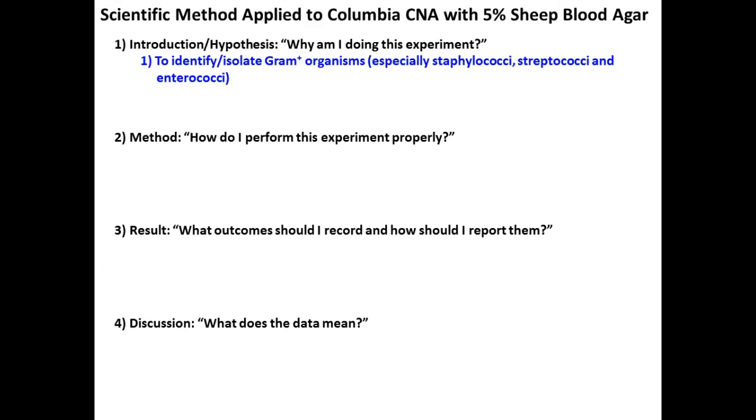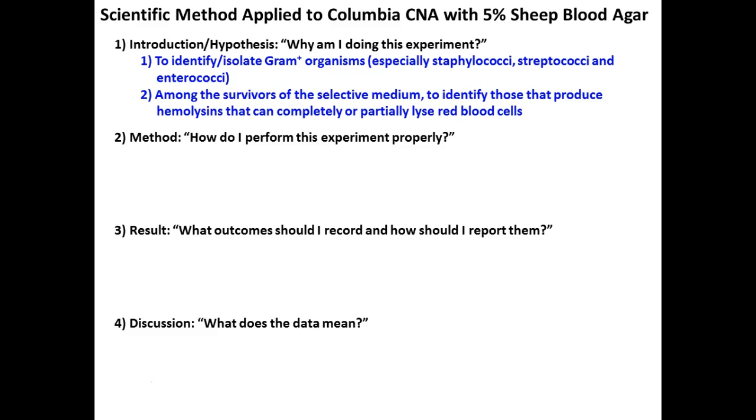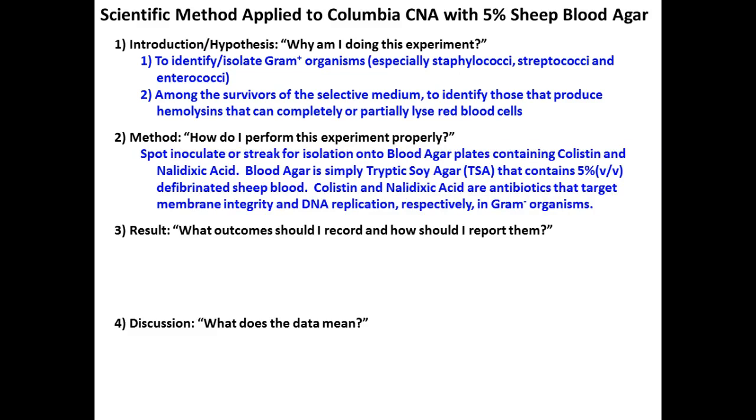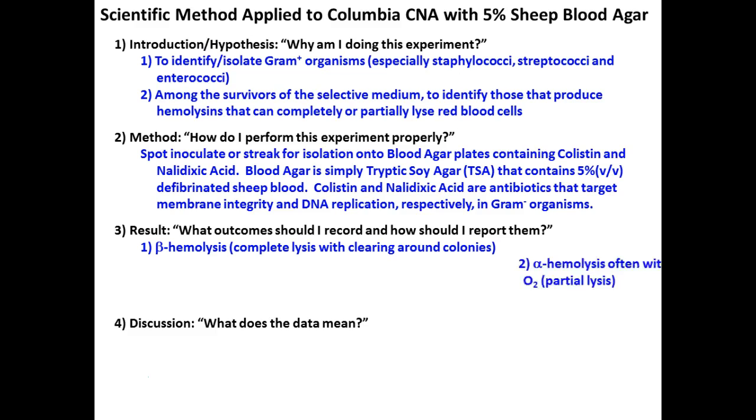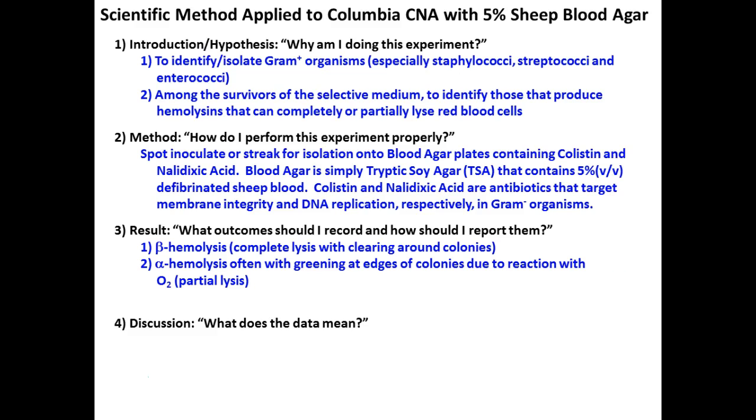So what is this test going to do? It's going to help us isolate gram-positives. So again, I only really gave it to you guys that have gram-positives. And typically we're looking at staphylococci and streptococci and enterococci. And then, does it affect the red blood cells? Right? So we just inoculate plates. We come back, we look at them for their results. Beta is complete lysis, right? Clearing through our plate. Alpha is just partial lysis. And then gamma, remember, is no lysis.